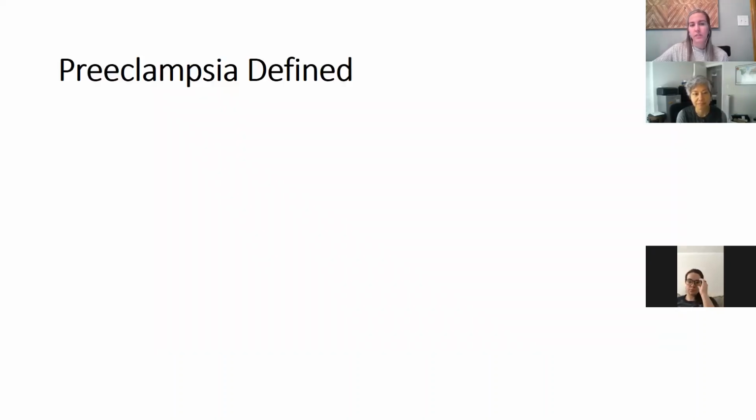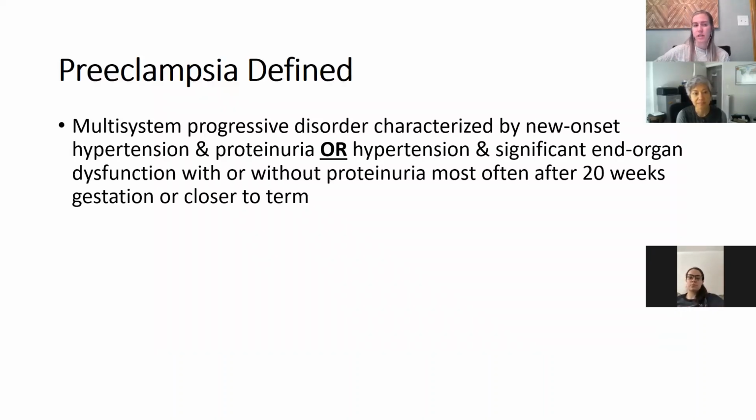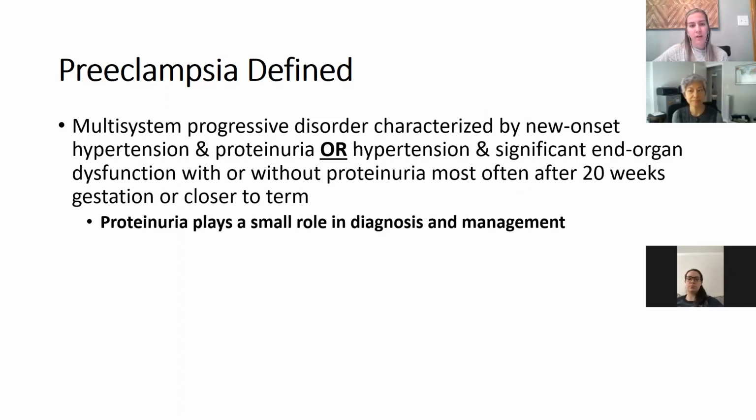So the definition of preeclampsia, I think it's important for us to start with the definition, is essentially that it's a multi-system progressive disorder characterized by new onset hypertension, so they haven't had it before, and proteinuria, or it's hypertension and a significant end organ dysfunction, which we're going to talk about later, with or without proteinuria. It's mostly after 20 weeks of gestation, or it can develop even closer to term. Now, I just wanted to emphasize that really proteinuria plays a small role in the diagnosis and management of preeclampsia.